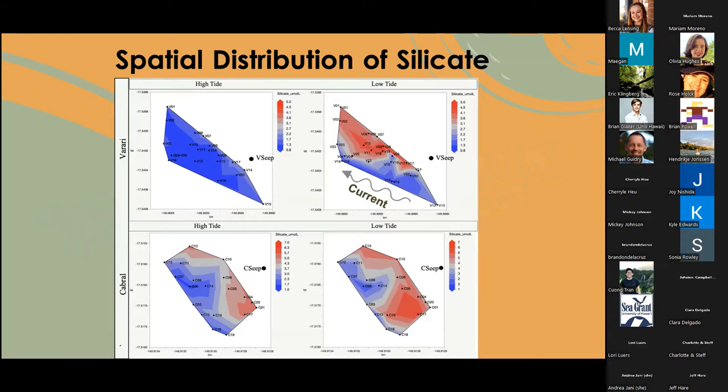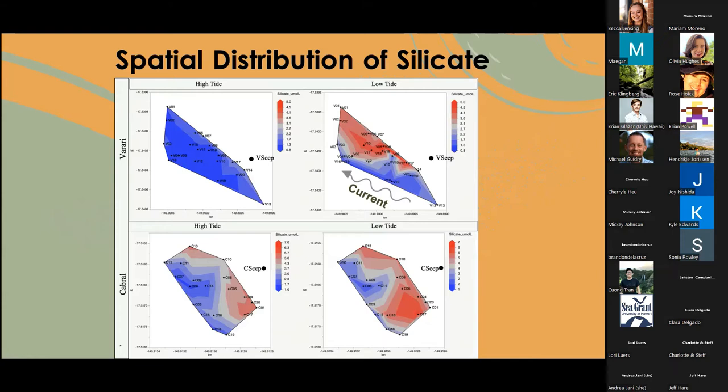I did not include the seep during this analysis because the concentrations were so elevated that it was skewing my contours, but I added the seep after the analysis to show you where its location would be. As you can see at Virari, there is a higher nutrient output during the low tide when compared to high tide, and the elevated concentrations appear to be coming from the direction of the seep and following the current patterns.